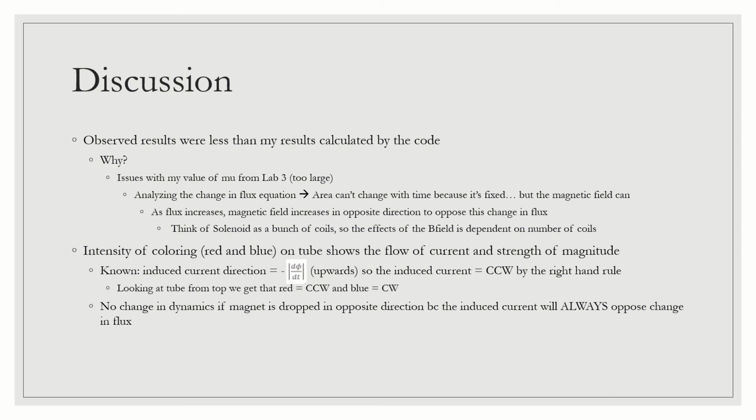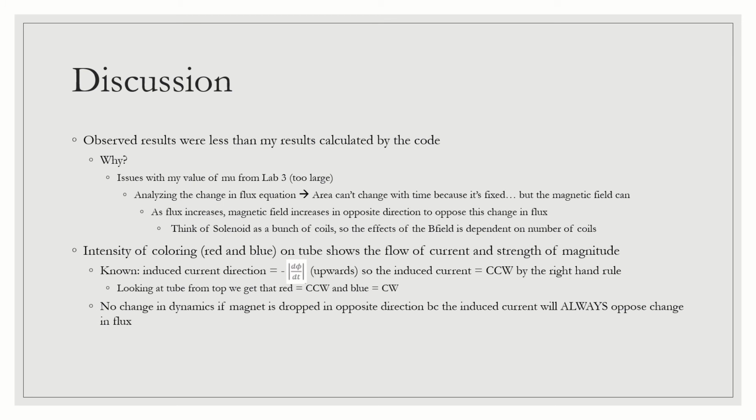I observed that my observed results were less than my results that were calculated by the code, and this I would think is due to my large value for mu. The value of mu would cause my magnetic field to be larger, and because the magnetic field is large, it would take longer for the magnet to fall through the tube, because magnetic field is the only thing that is able to change in the change in flux equation, because the area of the tube is fixed.